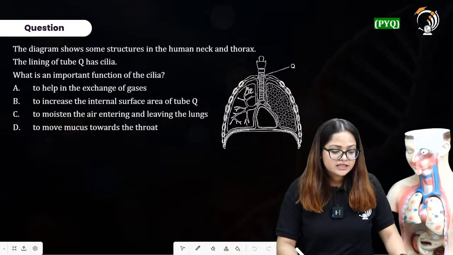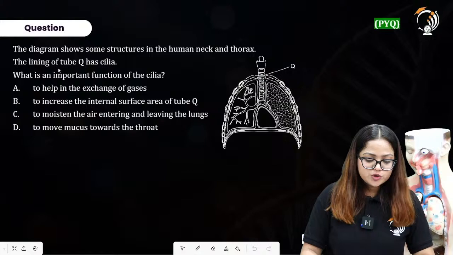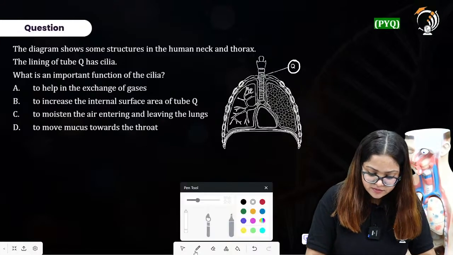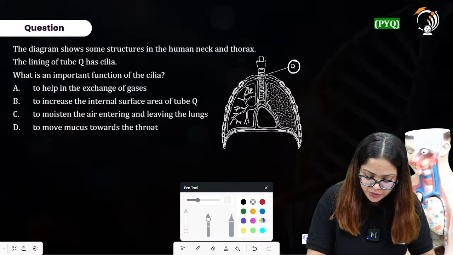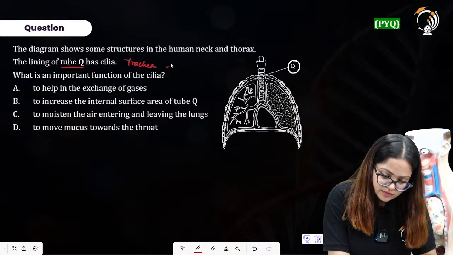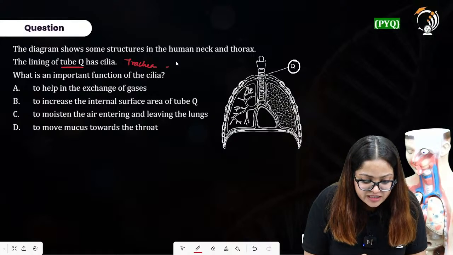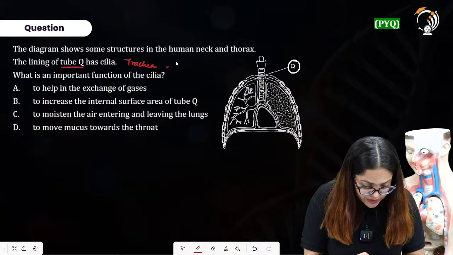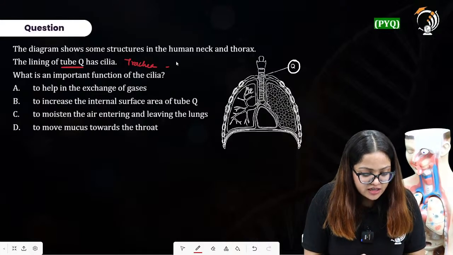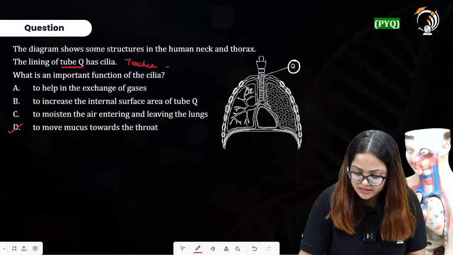Another question. The diagram shows some structures in the human neck and thorax. The lining of tube Q has cilia. So what is the name of tube Q here? This should be the trachea. I hope you can relate now. What is an important function of the cilia here? To help in the exchange of gases, to increase the internal surface area of tube Q, to moisten the air entering and leaving the lungs, to move mucus toward the throat. Yes, the answer is going to be option D.